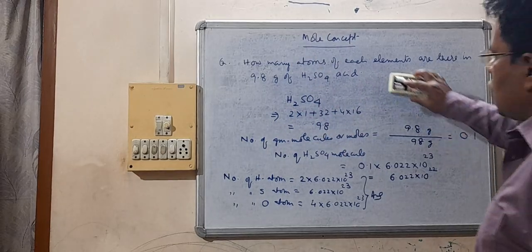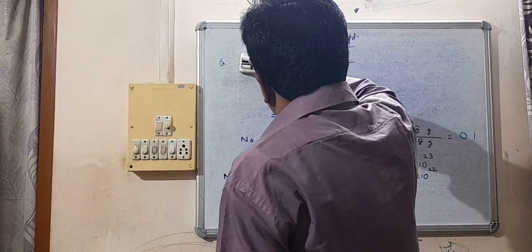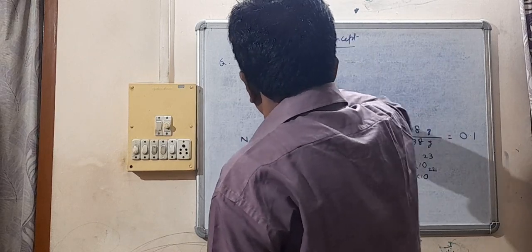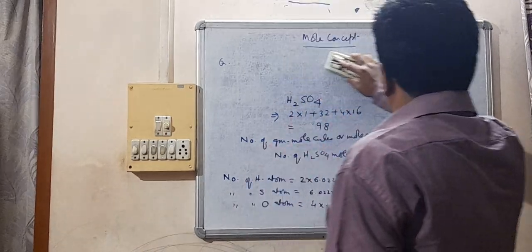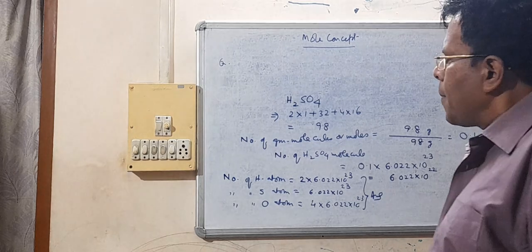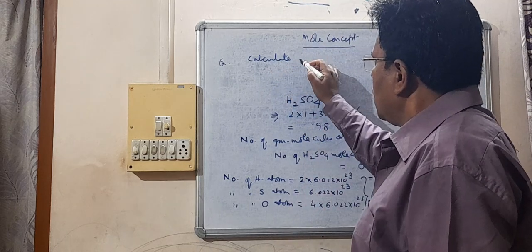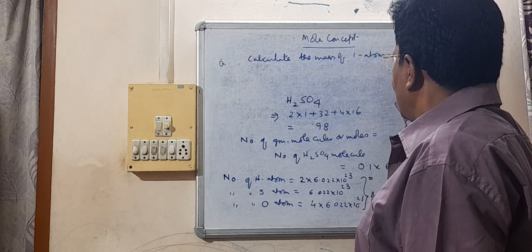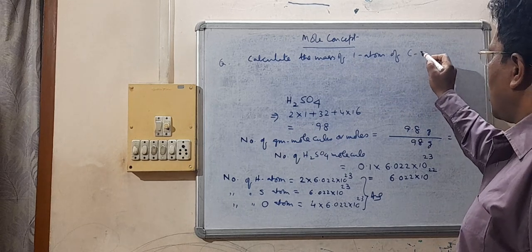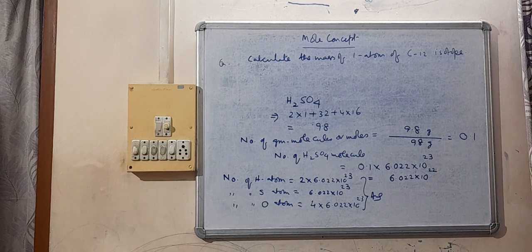So now let us do another question. Our next question is saying: calculate the mass of one atom of carbon 12 isotope. Calculate the mass of one atom of carbon 12 isotope.